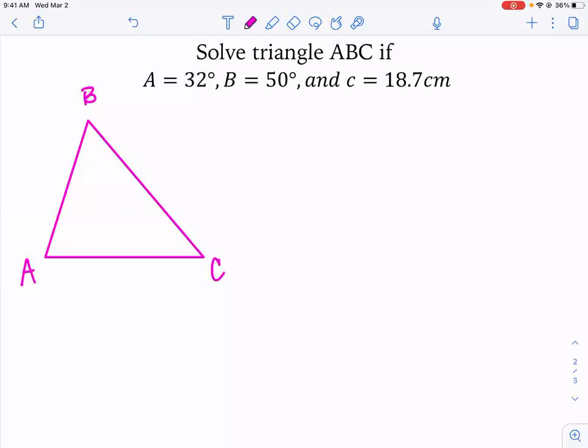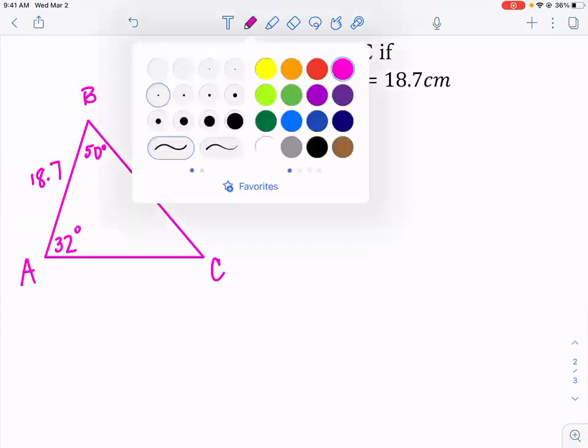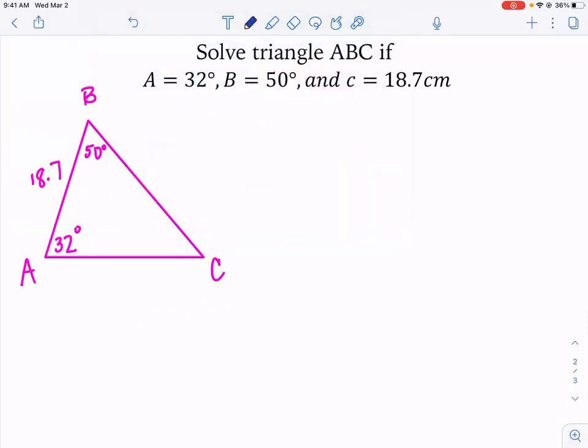Okay, so we know that angle A is 32 degrees. We know that angle B is 50 degrees, and that we know side C is 18.7 centimeters. Okay, do you notice how we know two angles and a side that is in between the two angles? Okay, because we know angle, side, angle, we can use the law of sines.